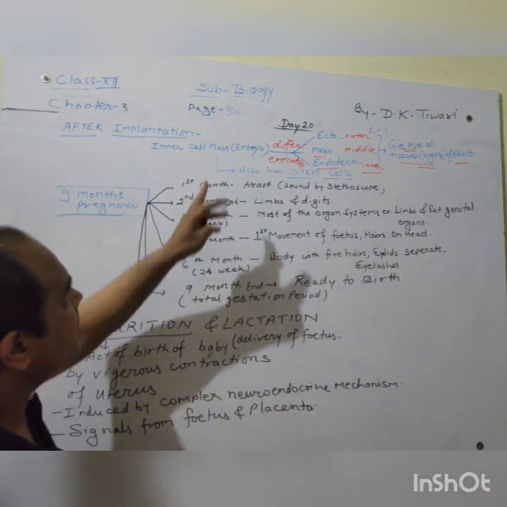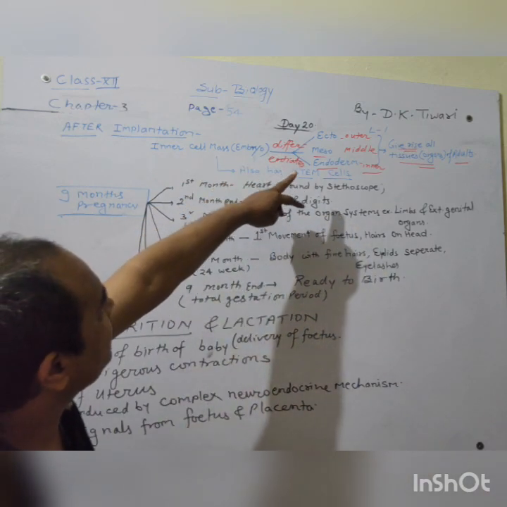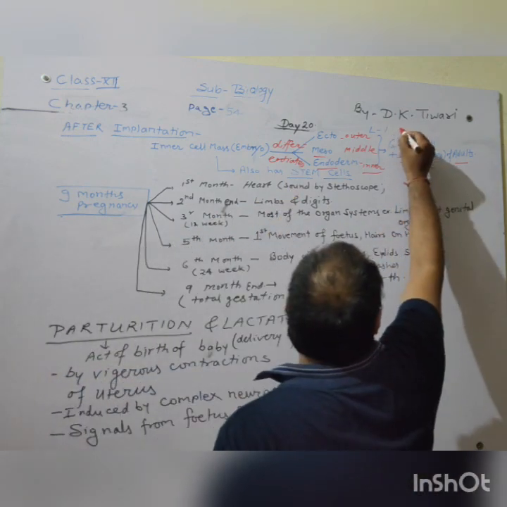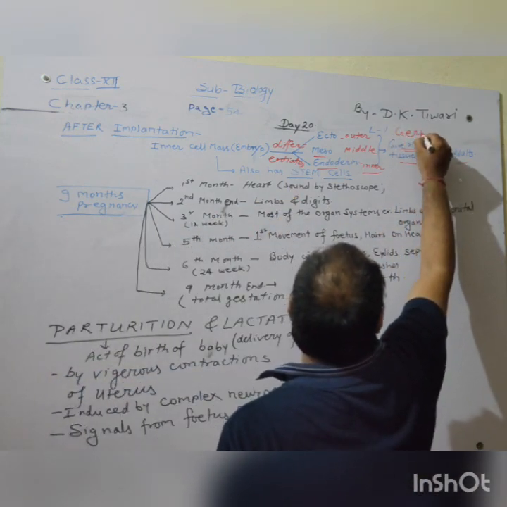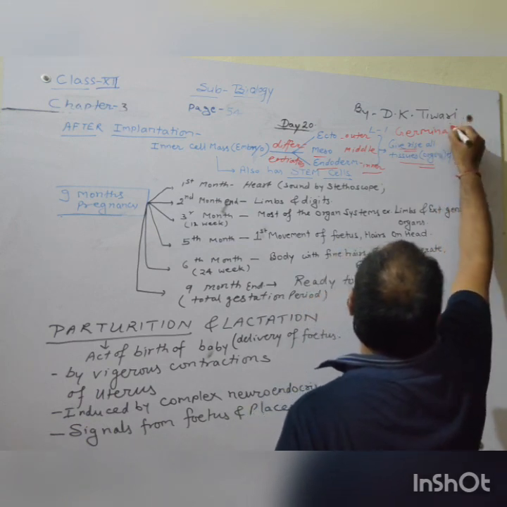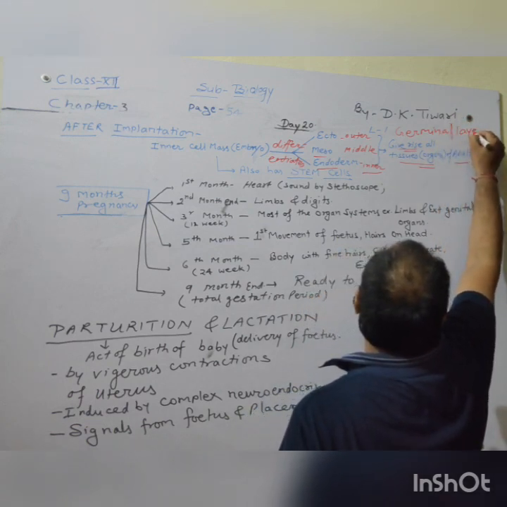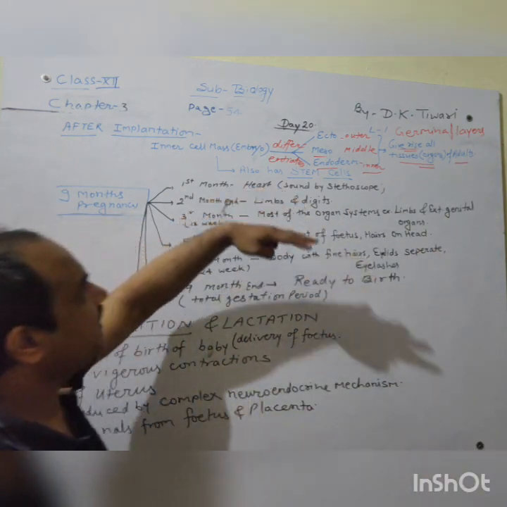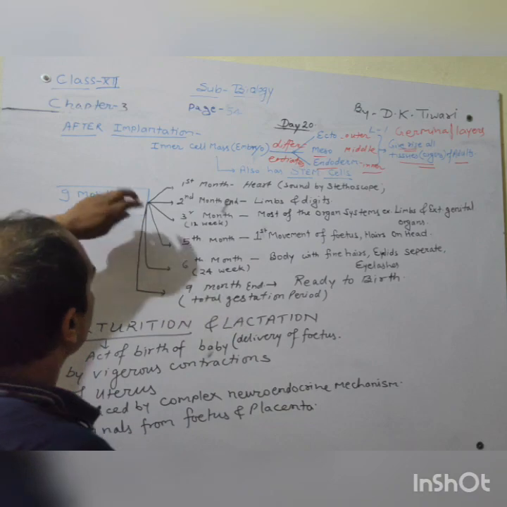germinal layers. These are also called the three germinal layers. Ectoderm, mesoderm and endoderm are what? These are the germinal layers. These germinal layers are responsible for all the types of structures made in the human body.